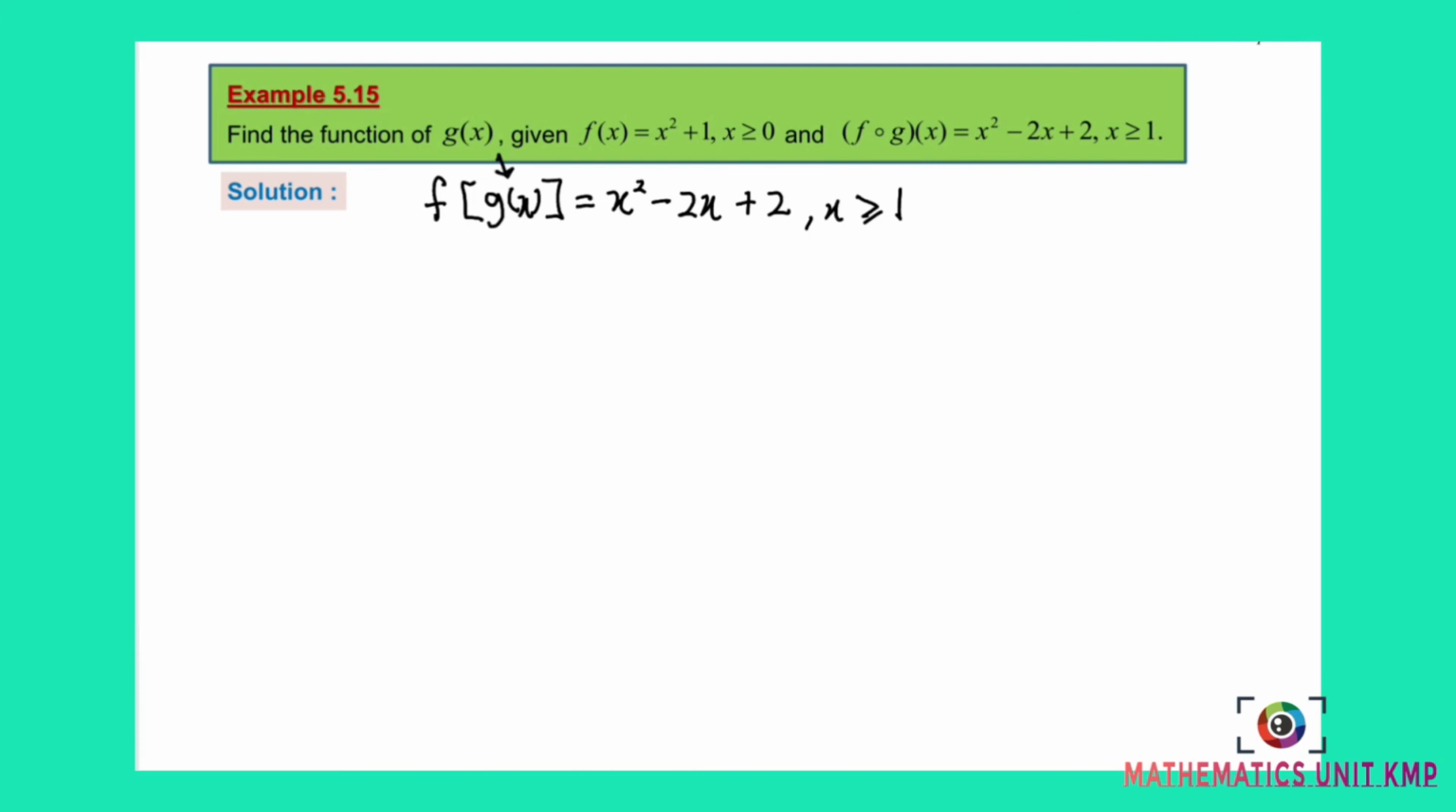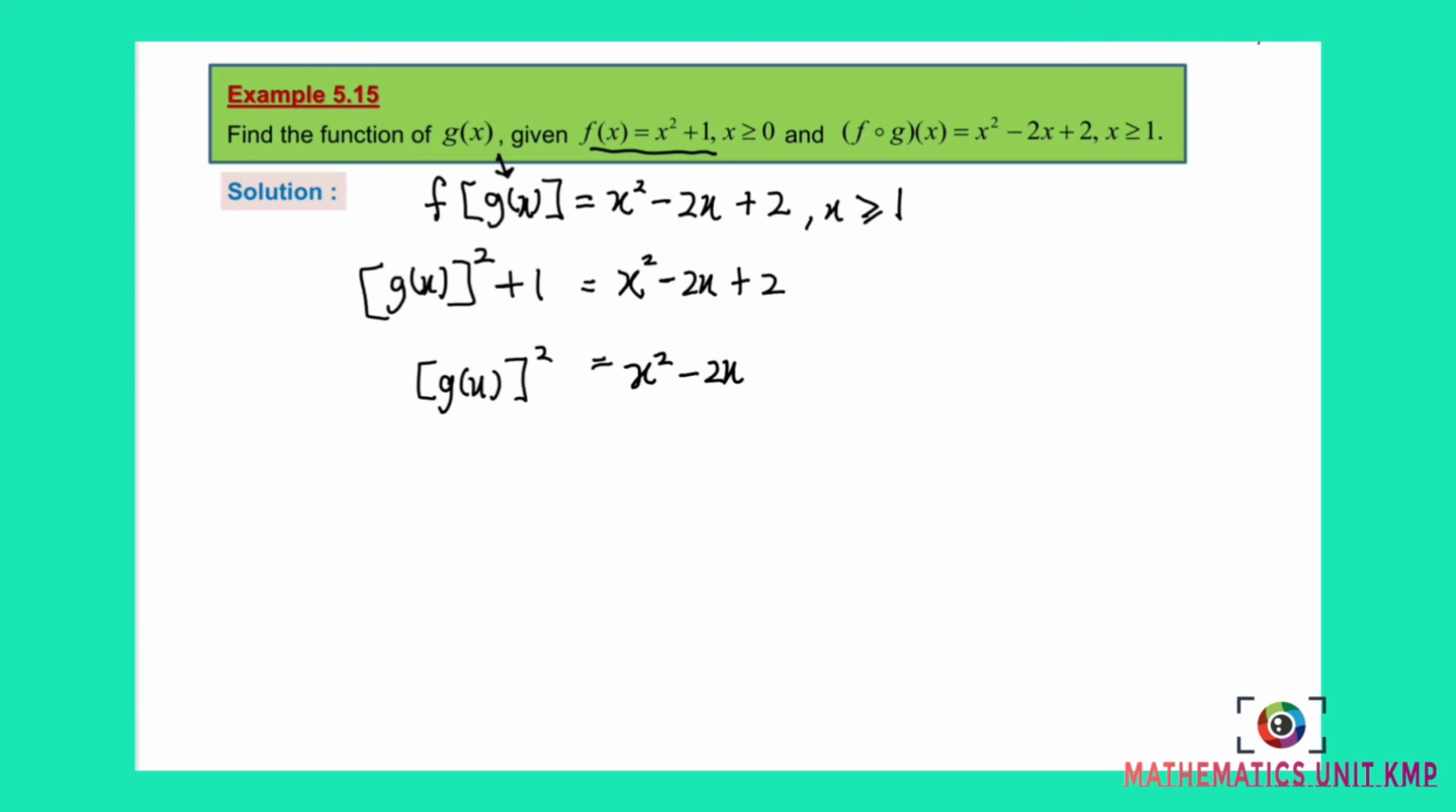So the method is you change the object in f(x) into g(x). (g(x)) squared plus 1 from the f(x) itself, understand? And then on your right, you just copy back the function given. Okay, next, what you need to do is you rearrange the equation to make it simple. So x squared minus 2x plus 2 minus 1. Just basic mathematics. Until there, do you understand?